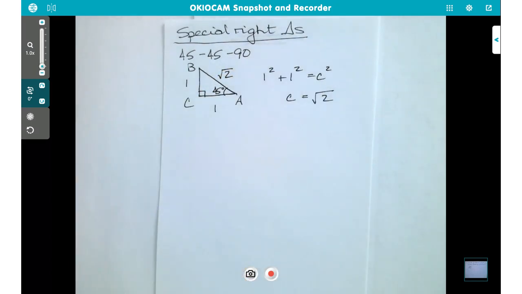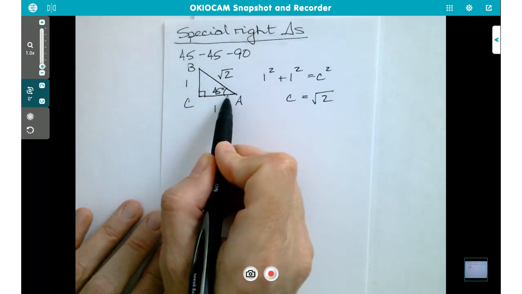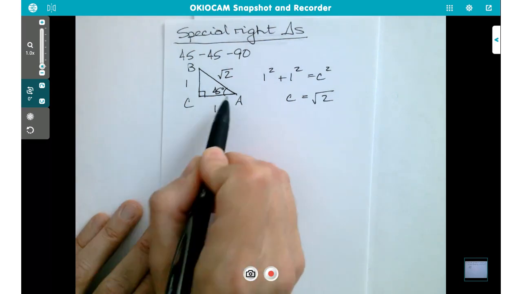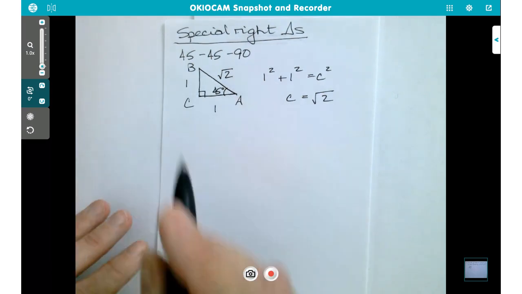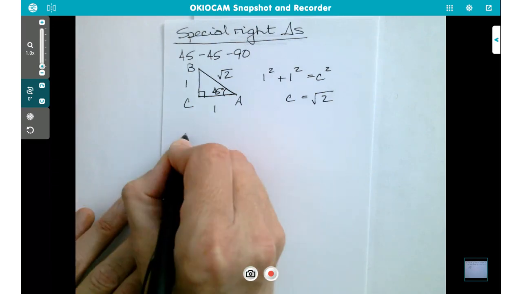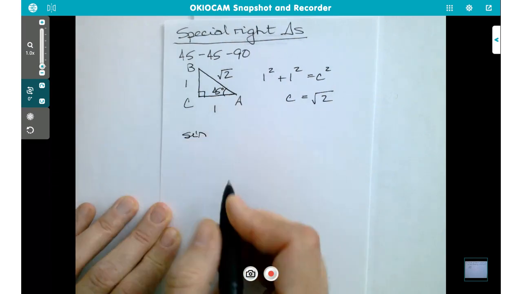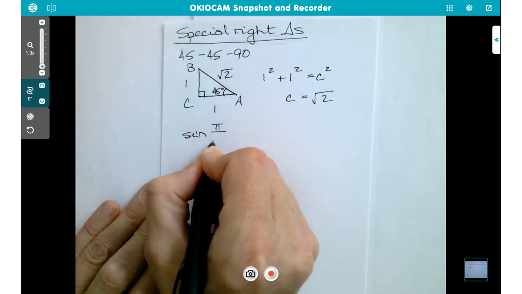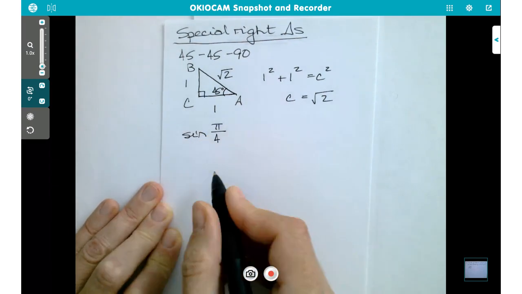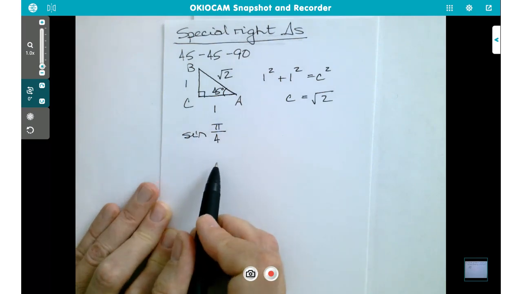Now I'm going to go through the values for the 6 trig functions for the 45 degree angle. With the 30, 60, 90, we had to do the 30 and the 60 separately. These are both 45, so we'll just go once. Here we go. Sine of 45 degrees. I'm going to call it pi over 4, but you can call it 45 degrees if you want to. It's the same thing. So sine of pi over 4.